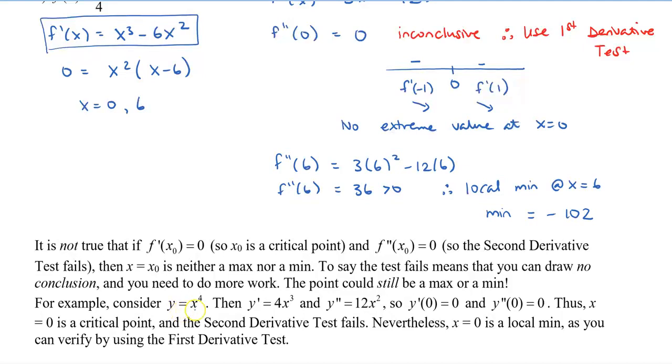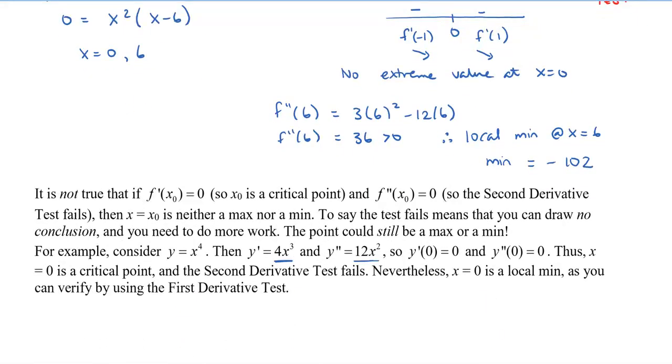So for example, consider y equals x to the power of 4. When I take the first derivative, I get 4x cubed. Take the second derivative, I get 12x squared. So y prime of 0 is equal to 0. And then y double prime of 0 also equals 0. Thus, we know that x is a critical point, and the second derivative test fails since the second derivative equals 0. However, x equals 0 is actually a local min, as you can verify by using the first derivative test. And if you know anything about y equals x to the power of 4, this graph looks something like this. And we know that there has to be a minimum at 0 right at the origin here. And this concludes the second derivative test.